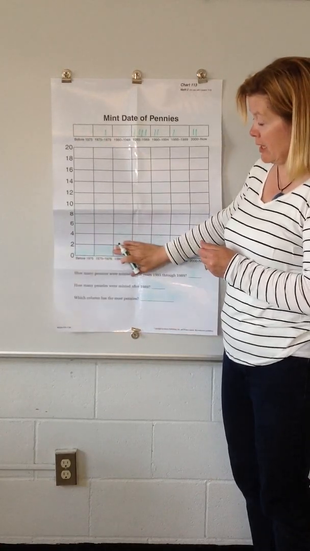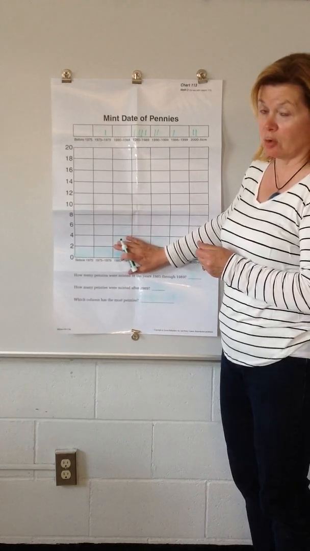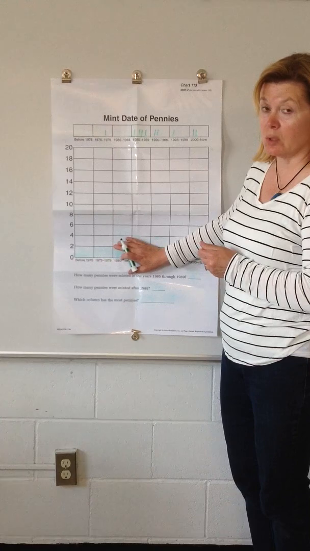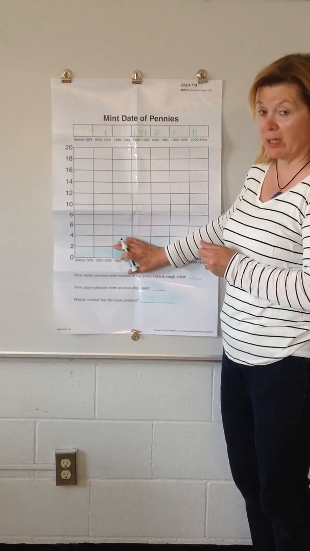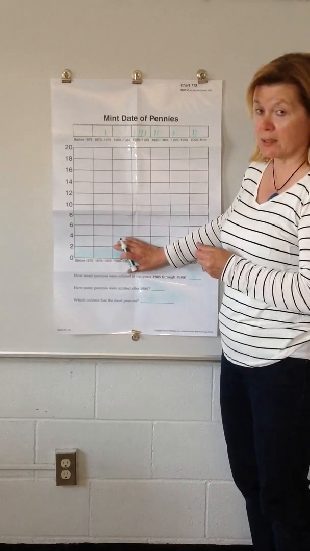Now take a look at our graph. It goes from 0 to 2. I cannot fill in that whole square, so I'm going to have to draw a line halfway through that space and then color in the bottom half. Watch as I do it.